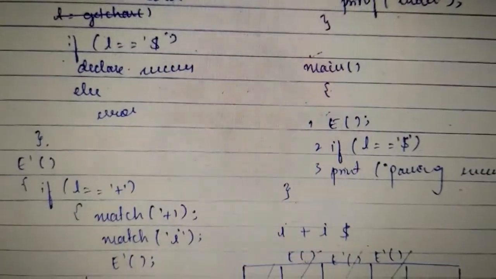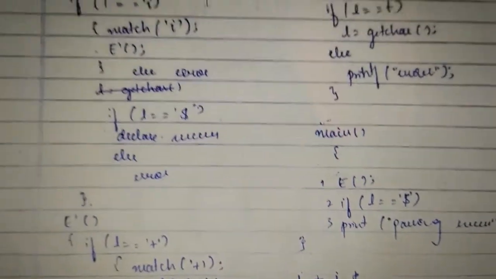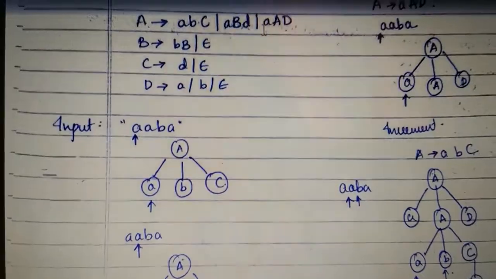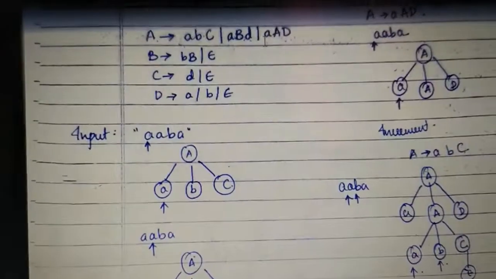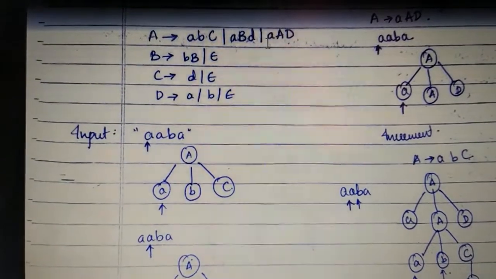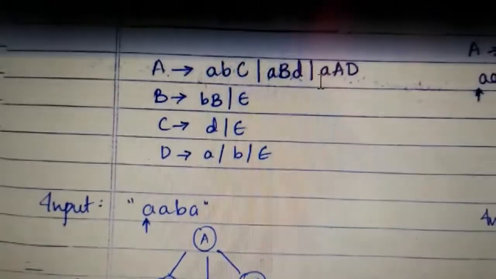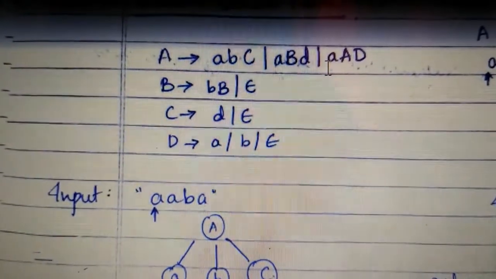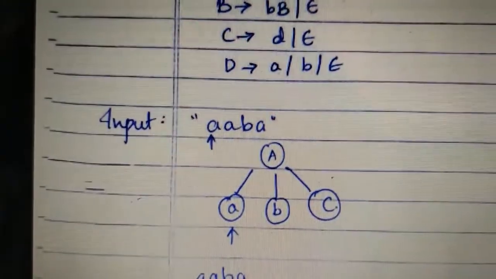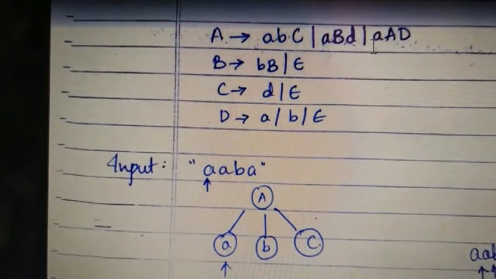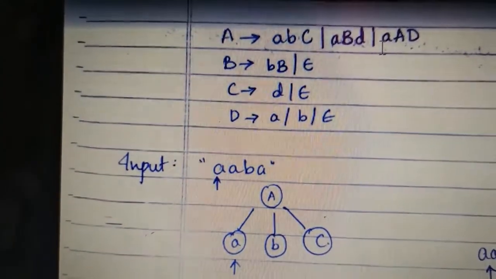Now we will see how recursive descent parsing is done with backtracking. I'll take that example now. Let's see how backtracking works in recursive descent parser. We have another grammar here. We have 4 productions inside the grammar, and our input is aabA. Let's see how recursive descent parser works for this particular input.